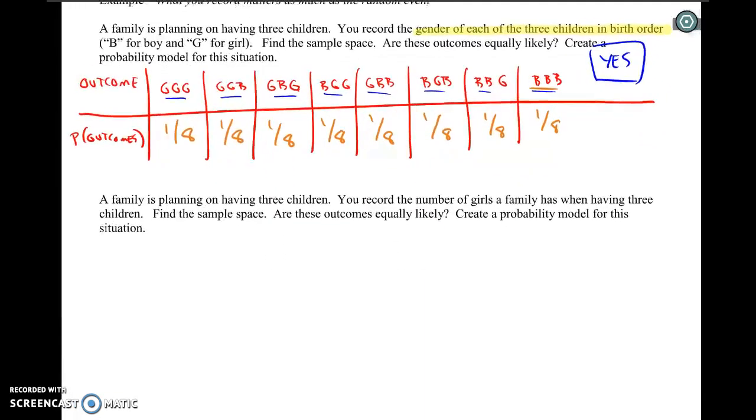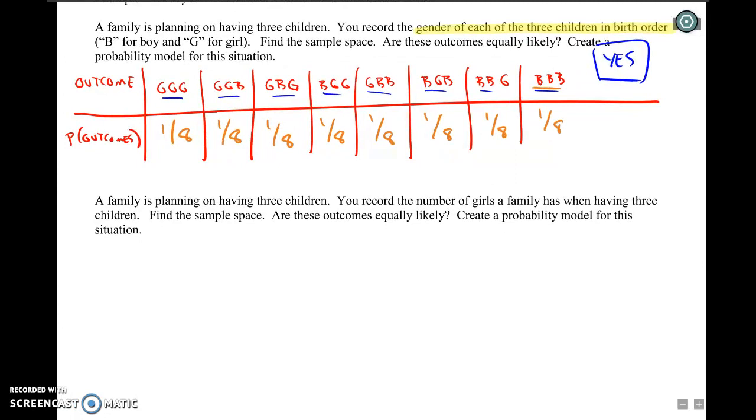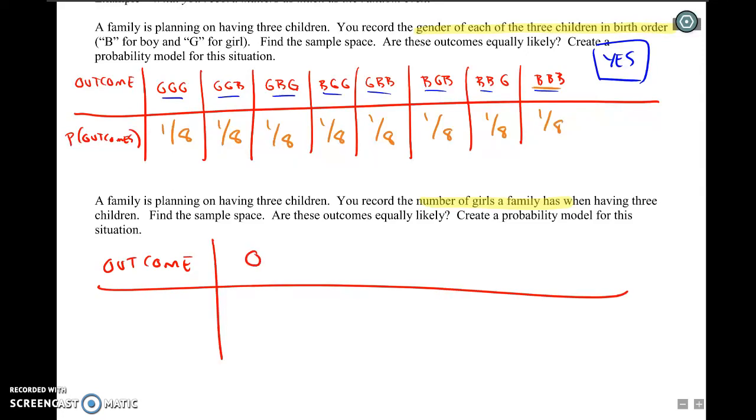Okay, so now same random phenomenon. We're planning on having 3 children. Now though, you're going to record the number of girls the family has. So our outcomes are going to be the number of girls. You could get 0 girls, you could get 1 girl, you could get 2, but you're only having 3 kids, so the most you can get is 3. And then what are the probabilities of these outcomes?